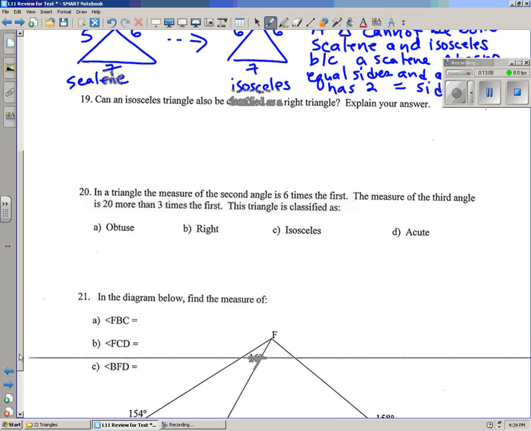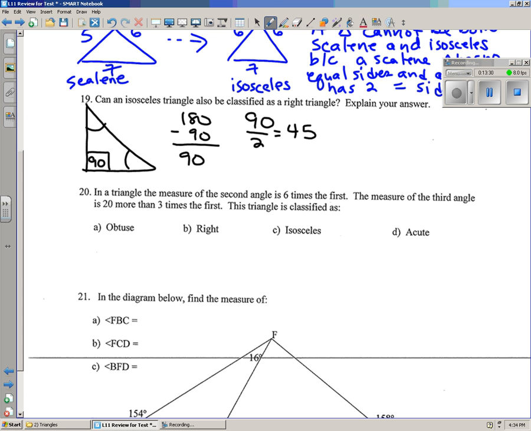Explain your answer. And this is true. This was on your quiz, actually. If you had a 90-degree angle here, in a right triangle, you could only have one 90-degree angle. So if it's going to be isosceles, it's the other 2 angles that have to be the same. So if we do 180 minus 90, that's 90, and divide that by 2, we would get 45 and 45. And there, you have a right angle, so the triangle's a right triangle, and you have 2 equal angles, so it's also an isosceles triangle. So the answer is yes.